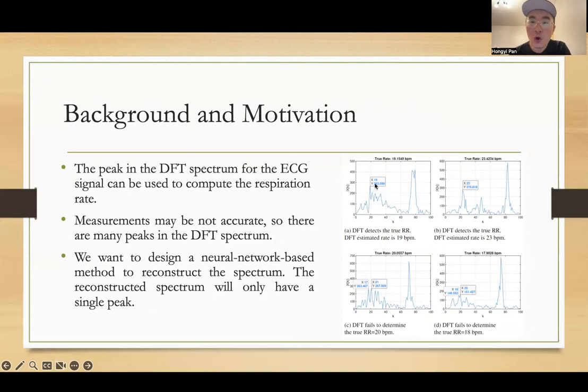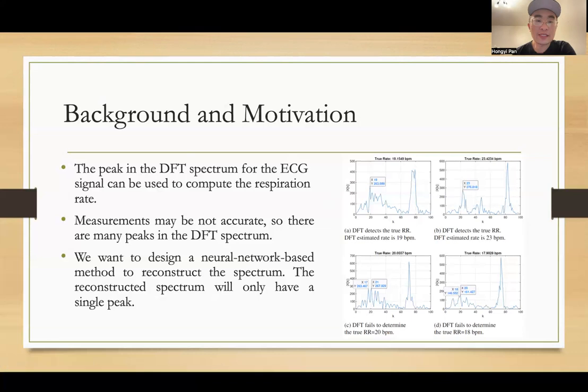From this spectrum, we can see that the highest peak in the first part is at 19, which matches the true respiration rate, which is 19.1549. And here's another example, where the first highest peak is located at 23, and the true rate is 23.42. So we can estimate the respiration rate in this way. And this highest peak represents the heart rate, but we don't use it in this work because the heart rate can be obtained more easily using the ECG-based device.